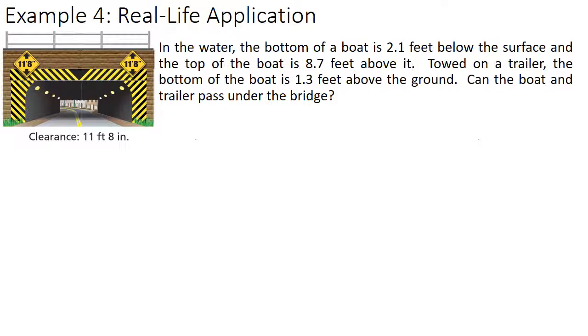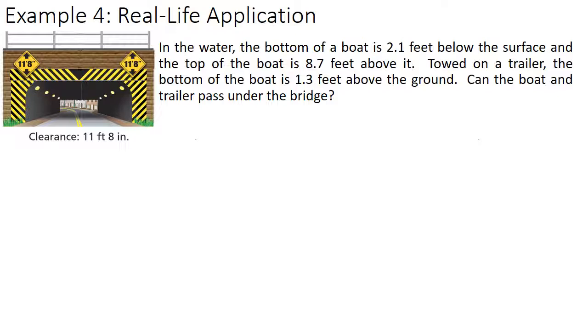So looking at our first real-life example of subtracting rational numbers, in the water, the bottom of a boat is 2.1 feet below the surface, and the top of the boat is 8.7 feet above the water. Towed on a trailer, the bottom of the boat is 1.3 feet above the ground. Can the boat and trailer pass under this bridge? Our bridge is 11 feet and 8 inches tall.